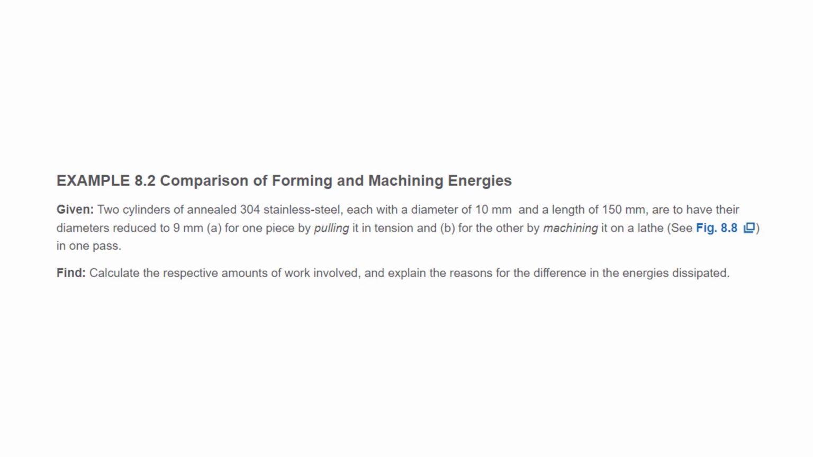For drawing. However, for the machining, so this is the A for drawing, for pulling, we say pulling. And B is turning. So for B, turning, how to calculate the turning? You need the material removal, what is the volume of the material you just remove, multiplied by the specific energy for turning, okay?